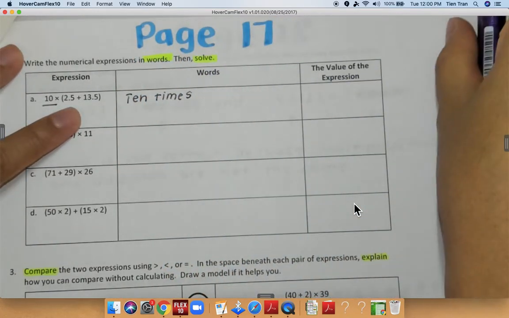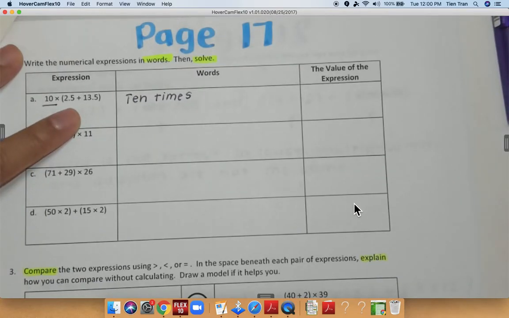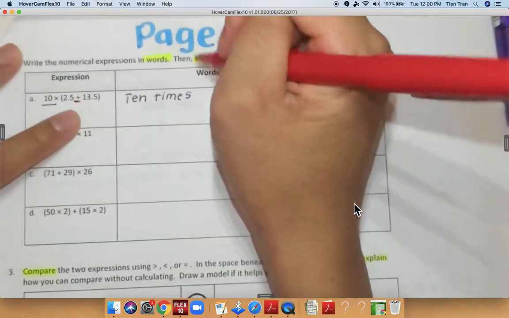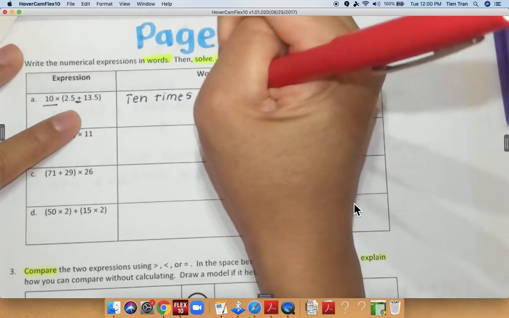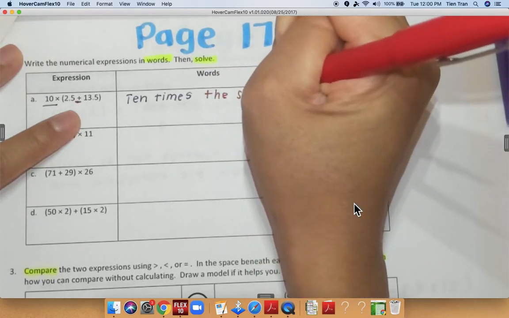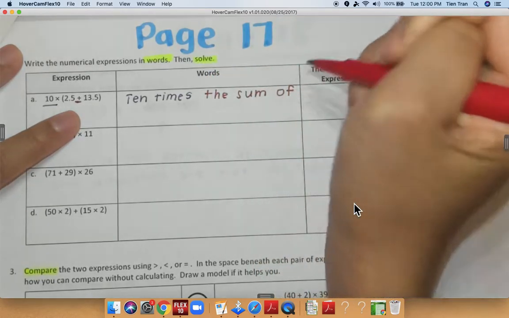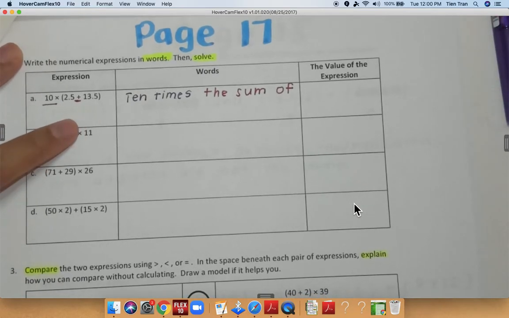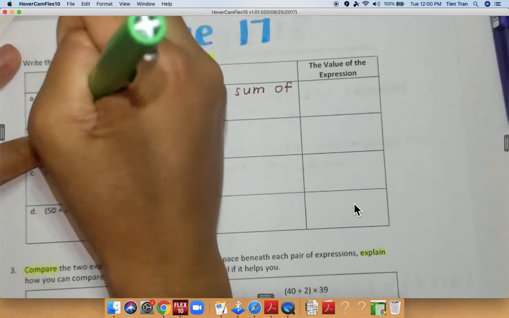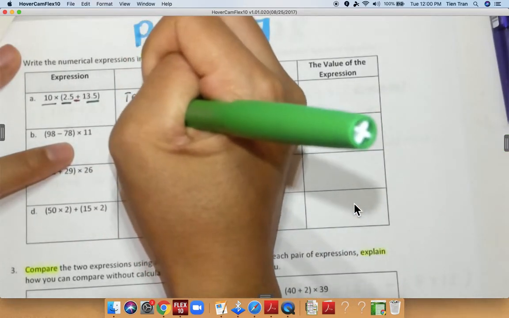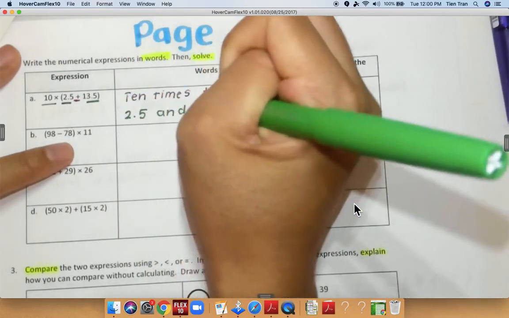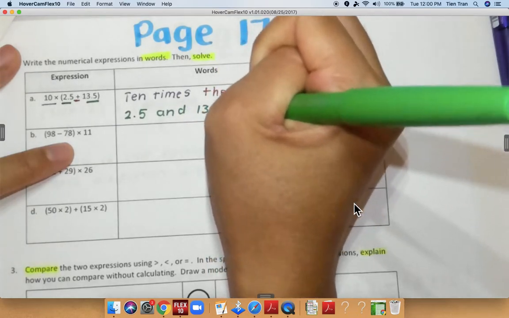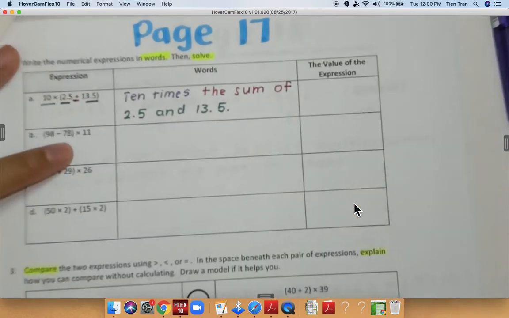What am I multiplying it by? The sum of, right? We have an addition sign. So we're going to write the sum of, of what? We have 2.5 and 13.5. So I'm writing 2.5 and 13.5. Okay? And what is the value of the expression?